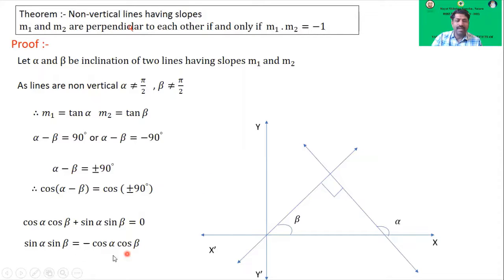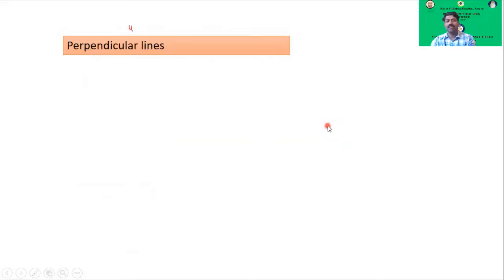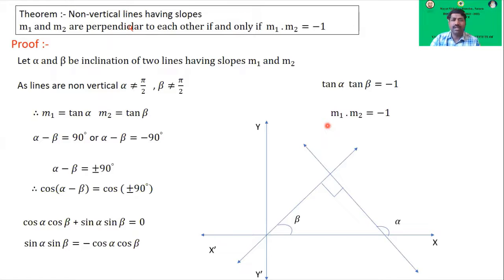Now divide both sides by cos alpha cos beta, so this will become sin alpha upon cos alpha, tan alpha, sin beta upon cos beta, tan beta, and here the RHS is -1. So this is the relation, that is m1 into m2 is equal to -1. If the lines are perpendicular to each other, then the product of their slopes is -1.